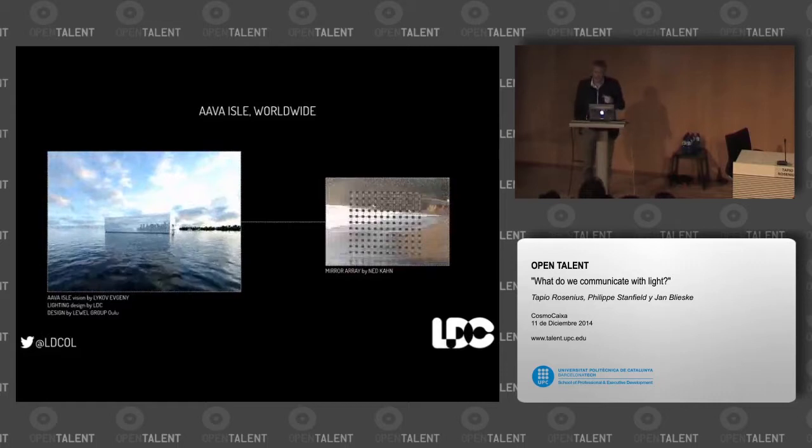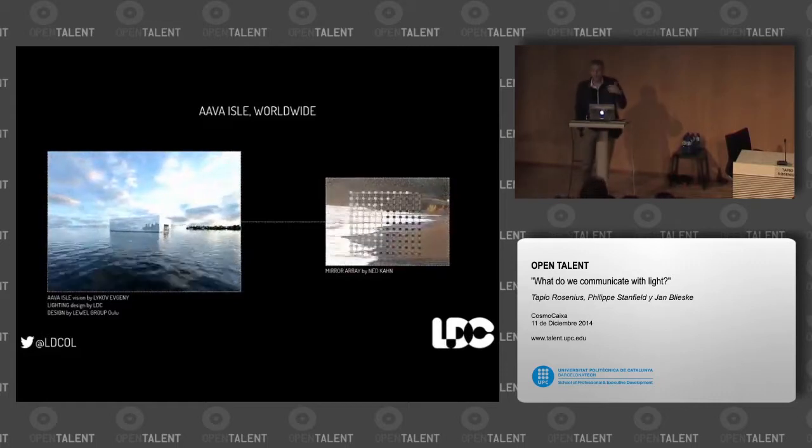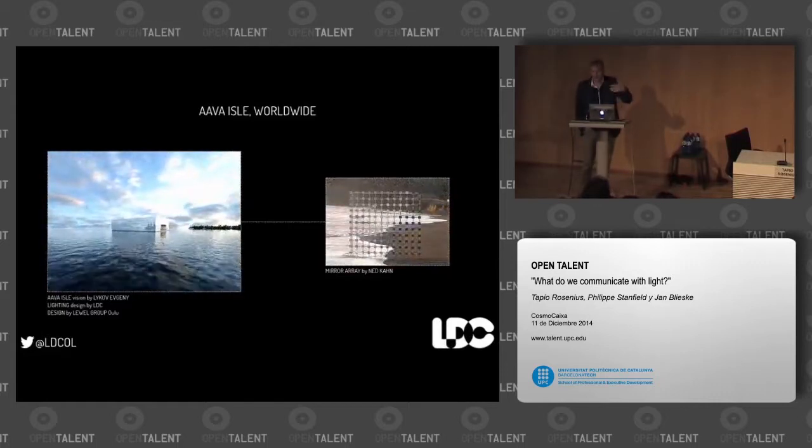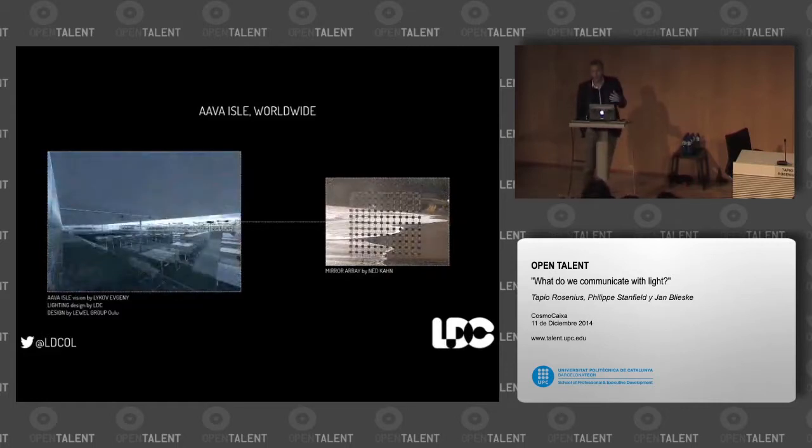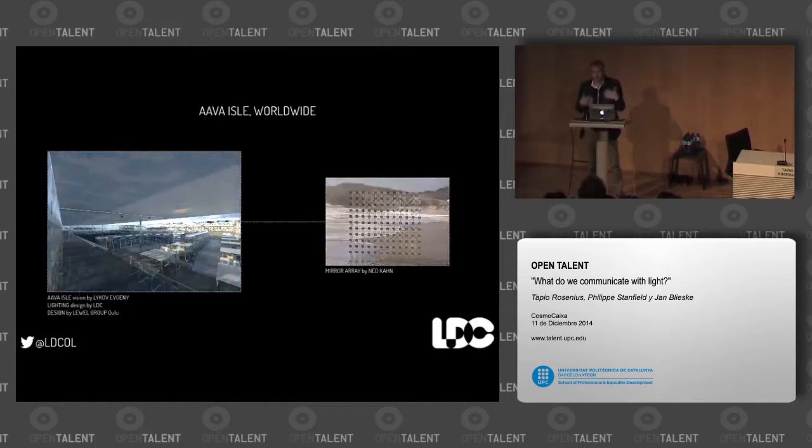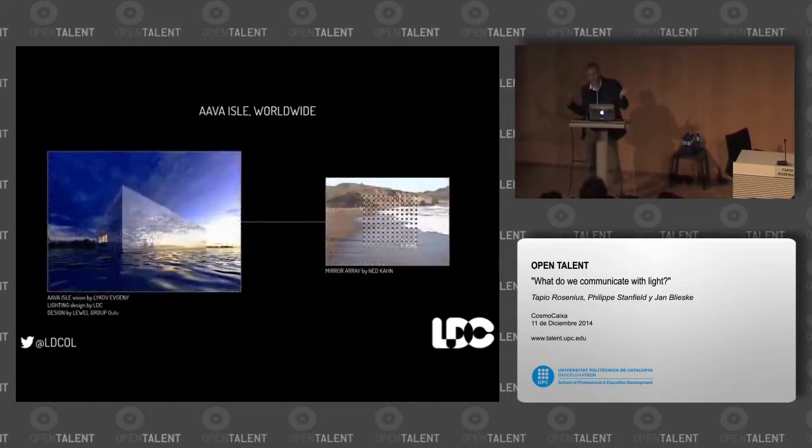Anyway, this is an interesting project for communication. This is a floating building. It's called Arbor Isle. It's a vision of a crazy Russian man who's a passionate diver. His idea is that diving becomes a spectator sport.